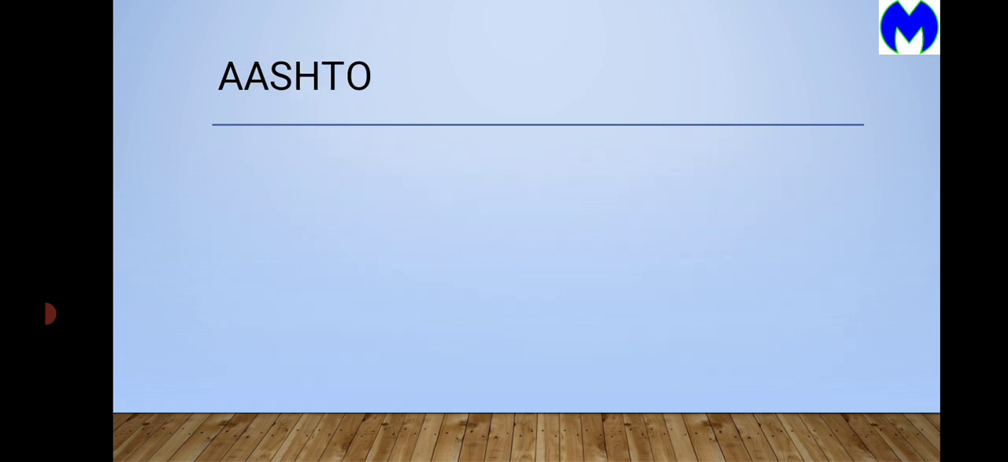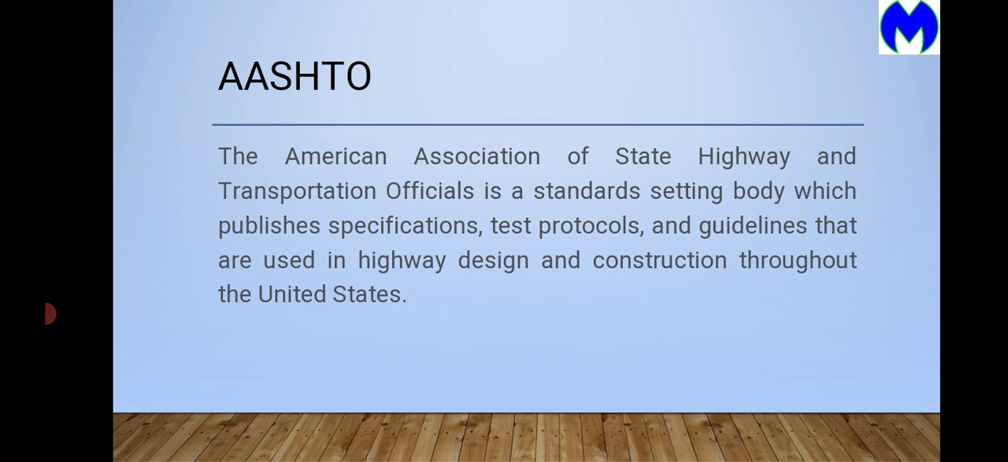So, AASHTO. AASHTO is the American Association of State Highway and Transportation Officials. It's a standards-setting body which publishes specifications, test protocols, and guidelines that are used in highway design and construction throughout the United States. So, yung DPWH, yung Blue Book, or the Book of Specifications of DPWH, nag-adapt sila sa mga provisions ng AASHTO.